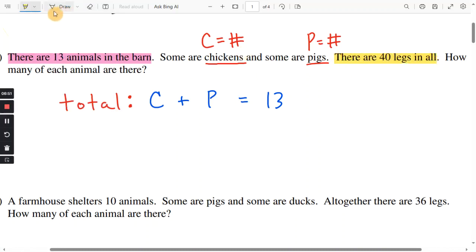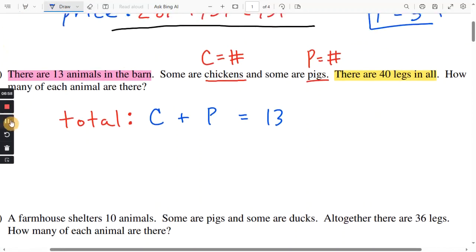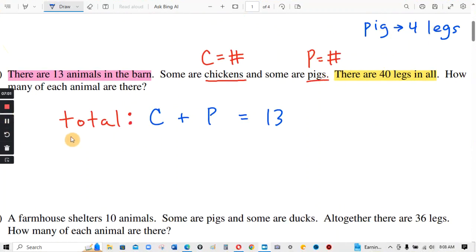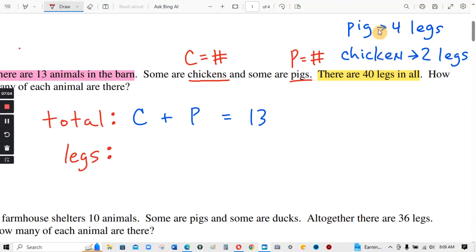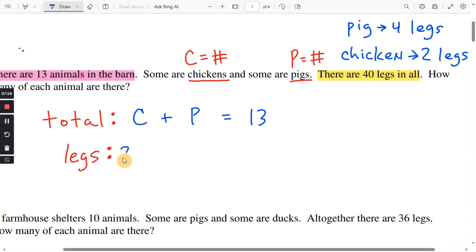Of course you want to remember the pig has 4 legs, but the chicken has 2 legs. So pig has 4 legs, chicken has 2 legs, and there are 40 legs in all. See if you can write an equation using C and P based on the number of legs. Let's line up the C and the P. The chicken has 2 legs, so 2 times C is the number of legs for all the chickens, and 4 times P is the number of legs for all the pigs. And there are 40 legs in all, so when you add them up, you get 40.